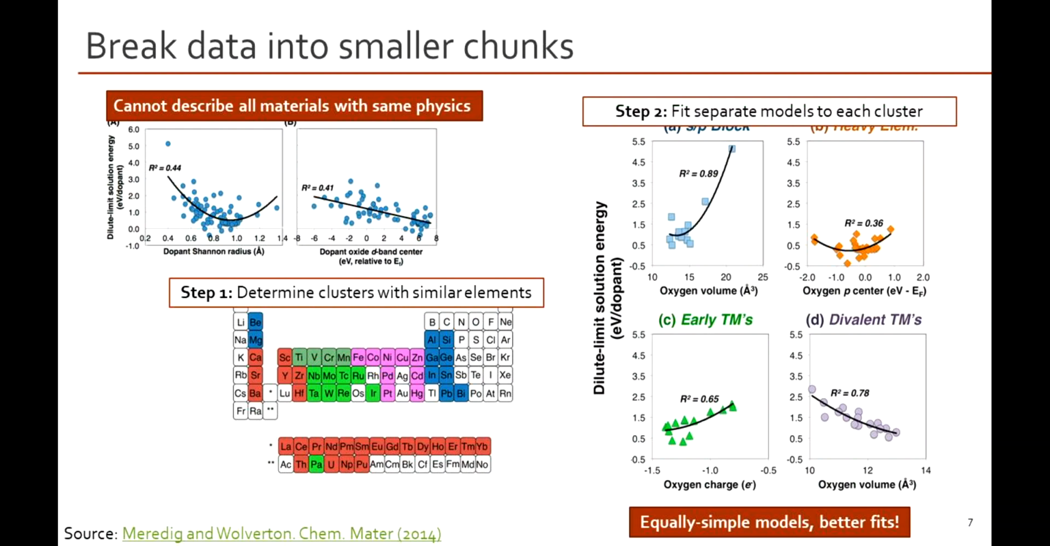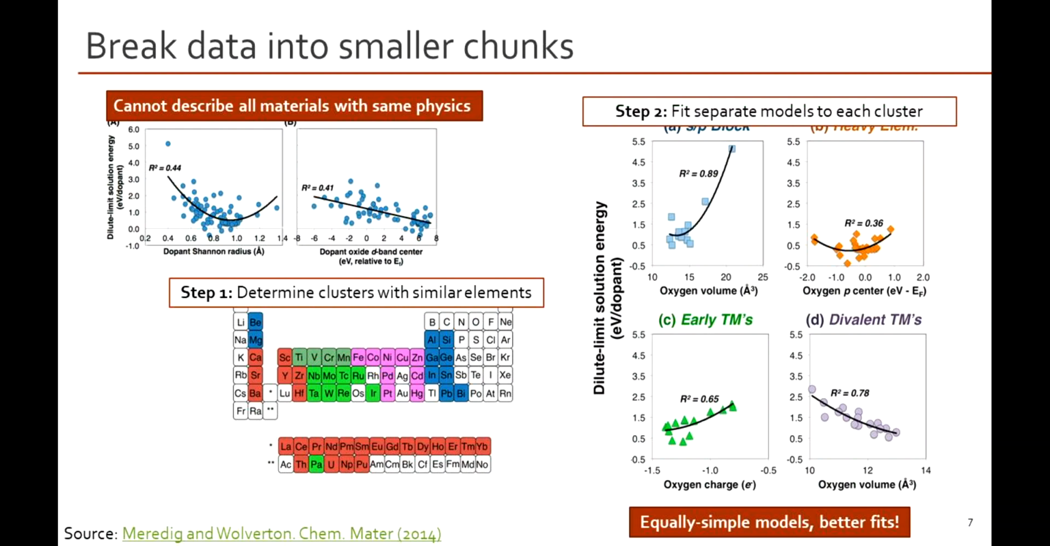Here you can show that, say, the radius of that atom must be around 0.9 to be dissolvable with a very low solution energy, or that the dopant D-band center has to be within a certain range, again to achieve that desired dopant level. But these global models don't really do an adequate job. Their correlation coefficients are rather low.